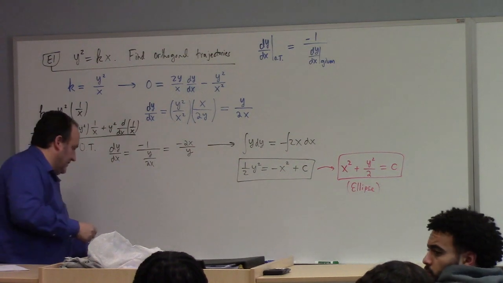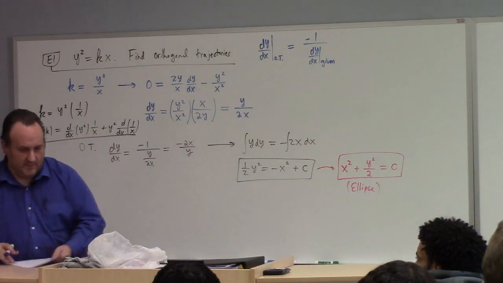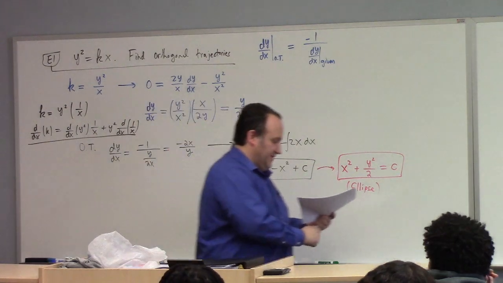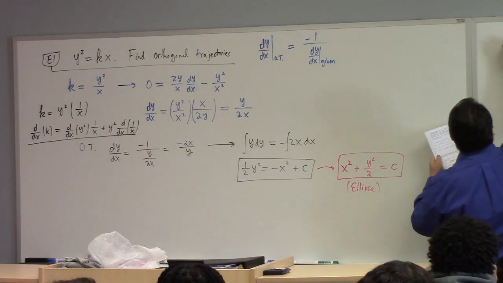All right, here's another example we can work, if I can find a marker that behaves. Actually, some of these markers are getting low already. So here is example 2.